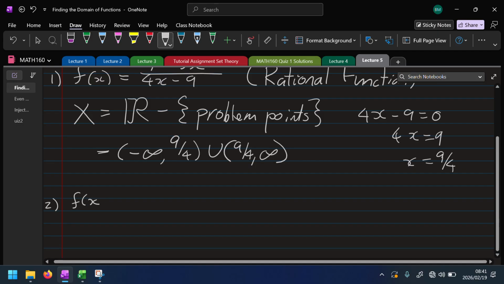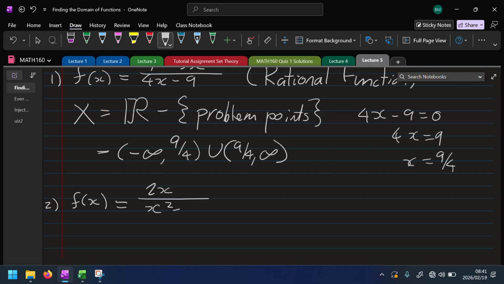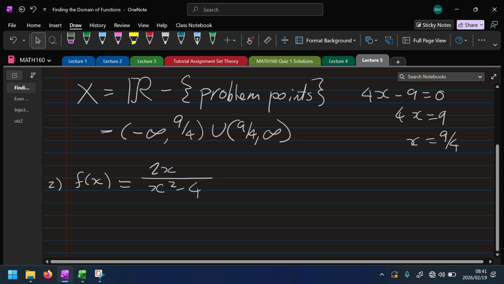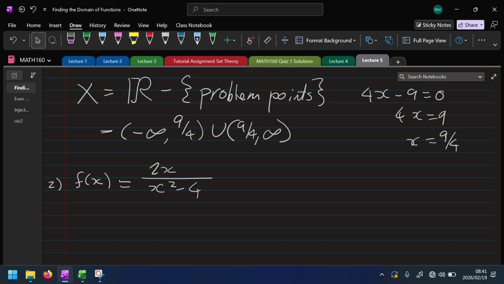Okay, let's look at problem number 2. Here we have f of x is equal to 2x over x squared minus 4. Again, it's another example of a rational function. We're going to see lots of these coming up. So just get used to the terminology we use, right? Rational functions, polynomials, exponentials. You should know all of these words from yesterday. Again, it's a rational function, which means we have issues when that bottom part is 0. That's our problem points. So a quick side calculation: let's see where this is 0, and then we're going to have to take those points out.